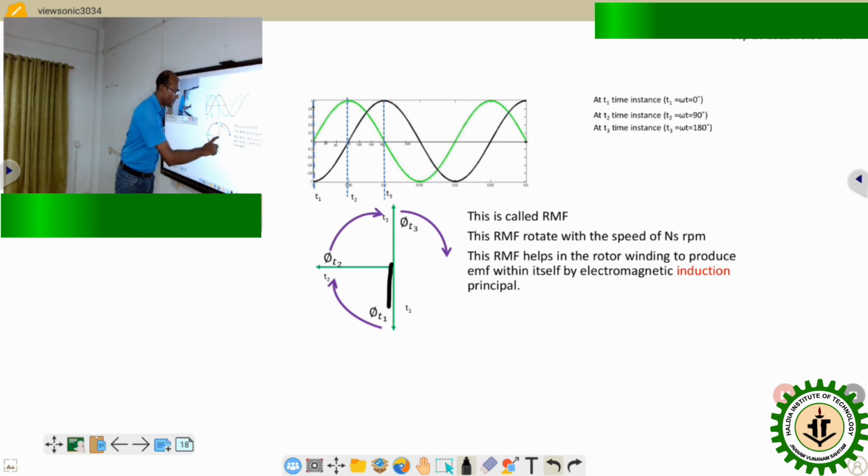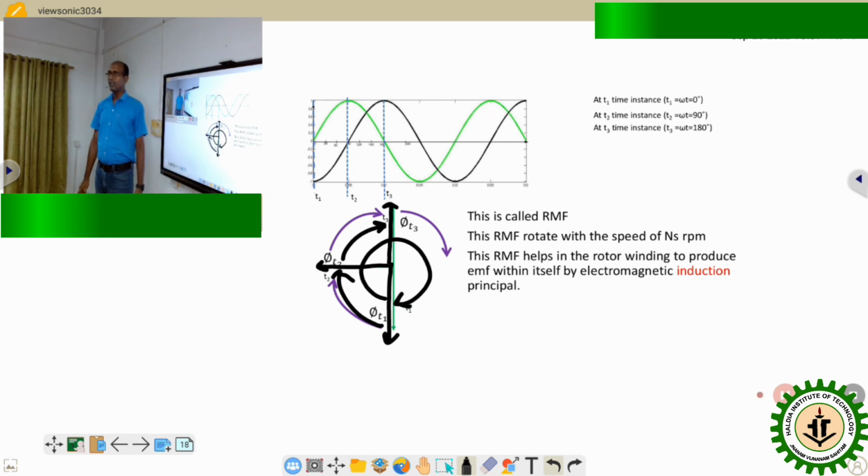At the t1 time instant, the direction is downward. At the next time instant, it moves clockwise 90 degrees. At the third time instant, it again moves 90 degrees. So if we keep on checking different time instances, we find that there is a flux whose magnitude remains the same, phi m, and it is continuously rotating, in this case in the clockwise direction. So that is the rotating magnetic field in the case of a two-phase system.